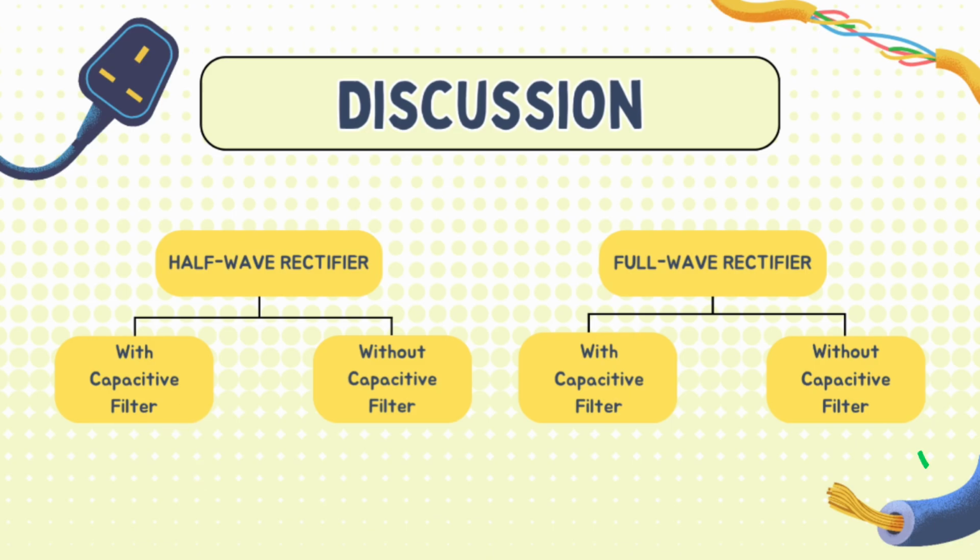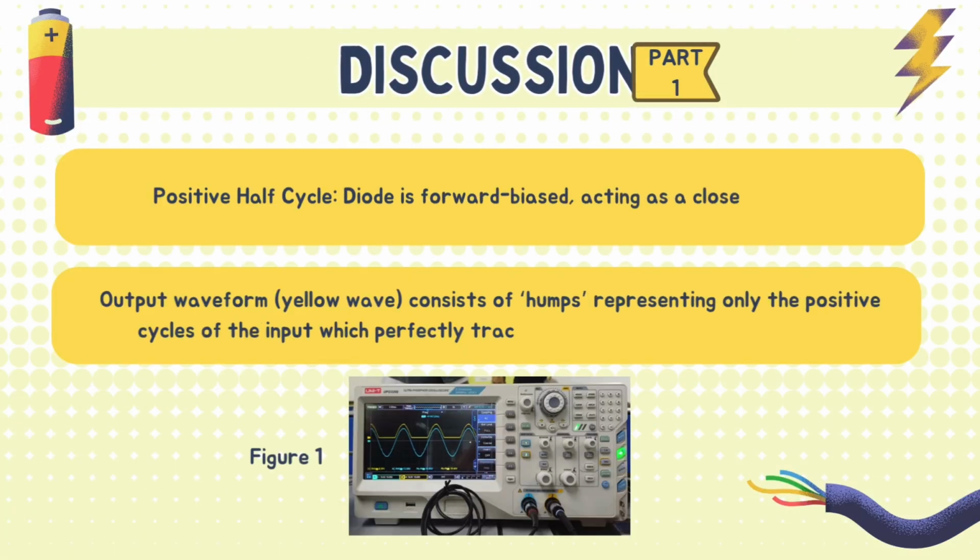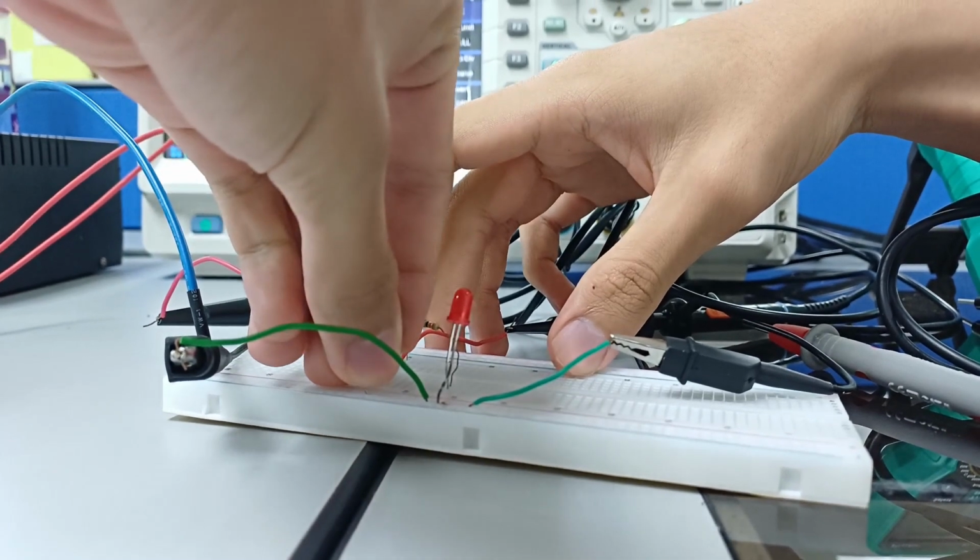The experiment consists of four main parts, including half-wave rectifier in part 1, half-wave rectifier with capacitive filter for part 2, full-wave rectifier in part 3, and lastly, full-wave rectifier with a capacitive filter in part 4. Each part consists of one LED in a circuit to compare each brightness, with the objectives to compare all input and output waveform obtained.